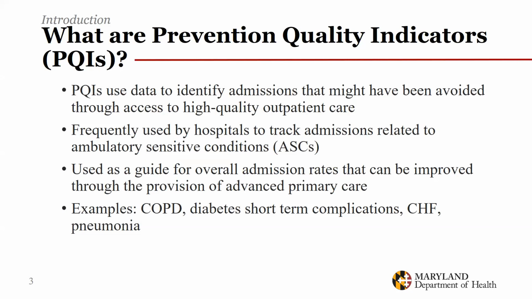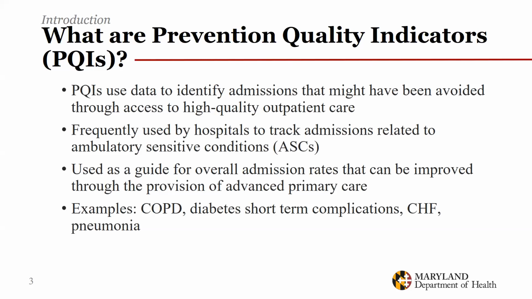And it's also used as a guide for overall admission rates that could be improved by doing more with advanced primary care, which is what our program is, and at the heart of what we're doing. A couple of examples of this might be, for instance, an individual who's admitted for chronic obstructive pulmonary disease, COPD, who may have avoided that admission if they had been seen in an ambulatory setting or by a primary care provider and gotten an immunization or a refill of their inhaler, or had an earlier intervention with an antibiotic for something that turned into a more significant condition.